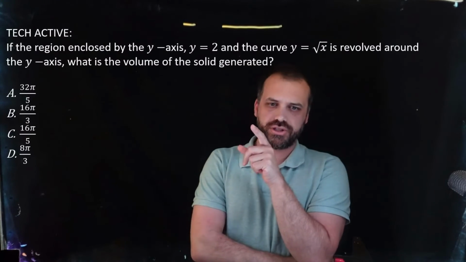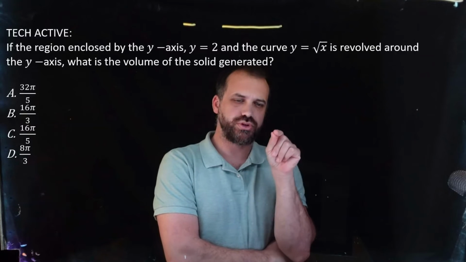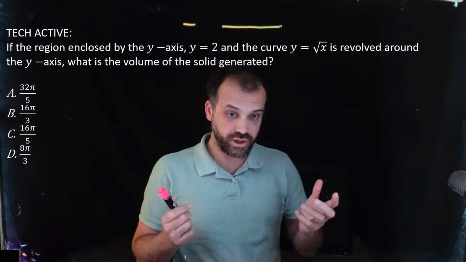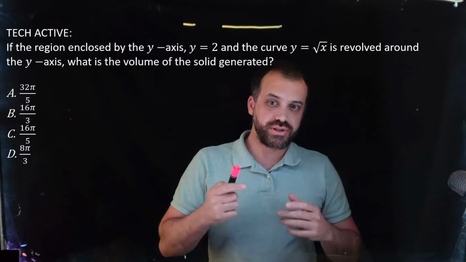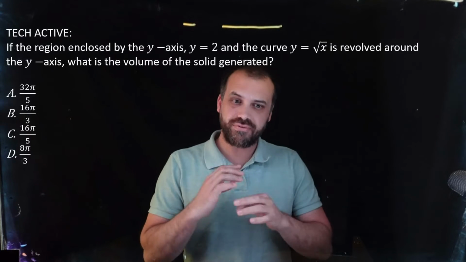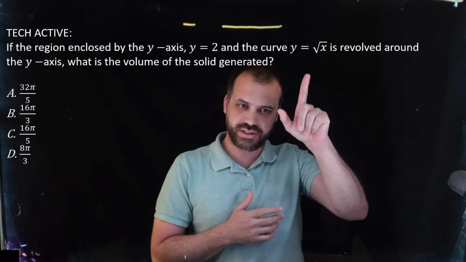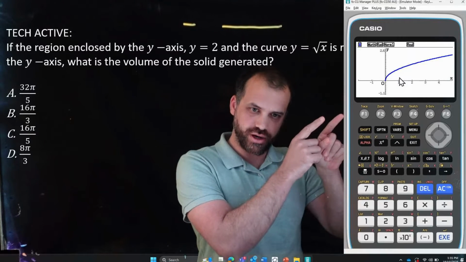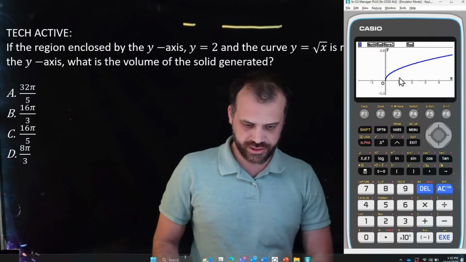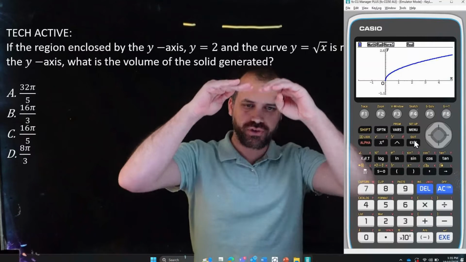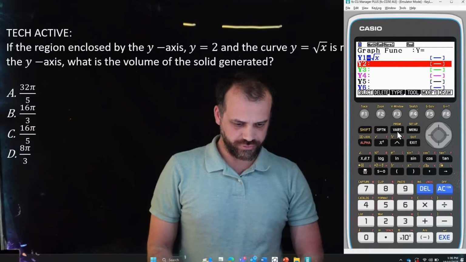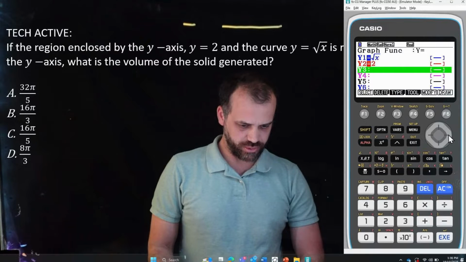Alright, so the region enclosed by the y-axis, y equals 2, and the curve y equals root x is revolved around the y-axis. Have a go. Okay, so this is tech active, so if you're fast on your calculator and you see some kind of function, you really should just graph it. So there's our graph, y equals root x. Maybe I should also graph y equals 2, because they're saying we're going to use it as a kind of cutoff. So let's graph y equals 2 while we're at it.